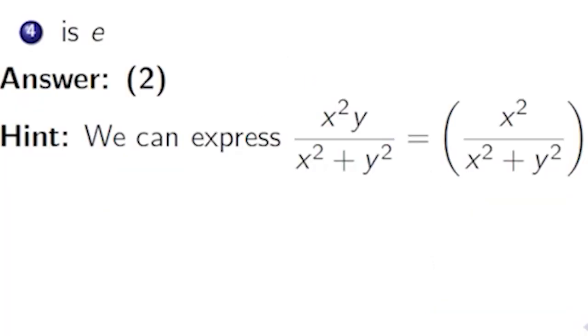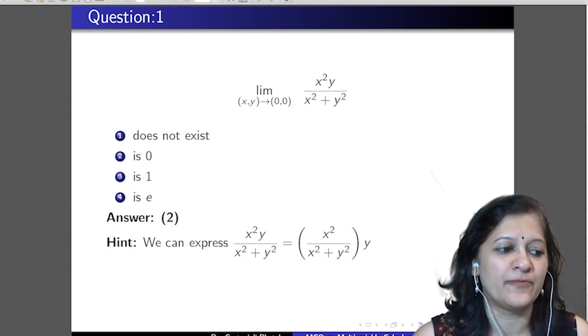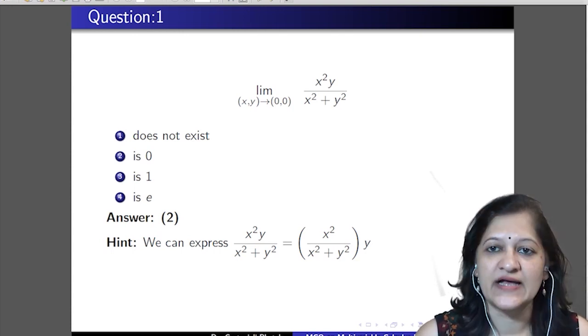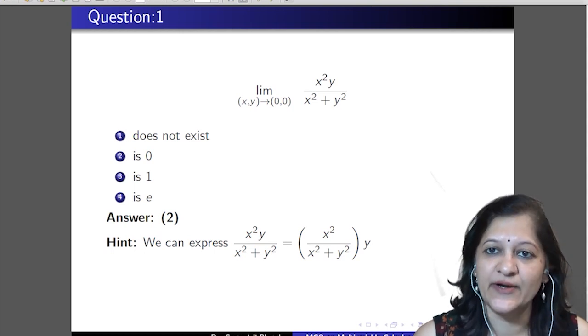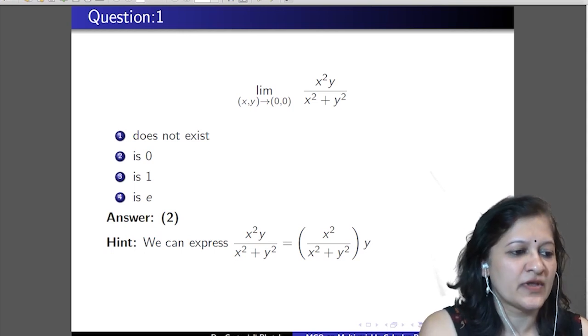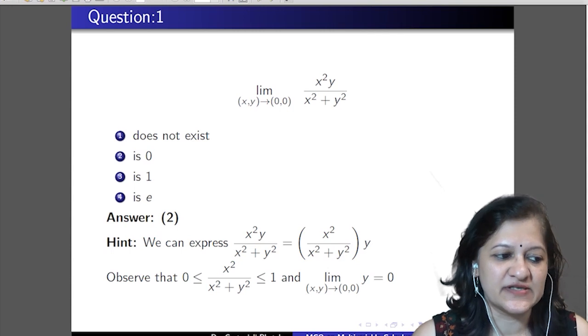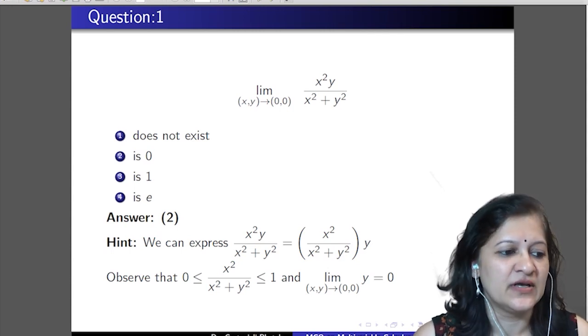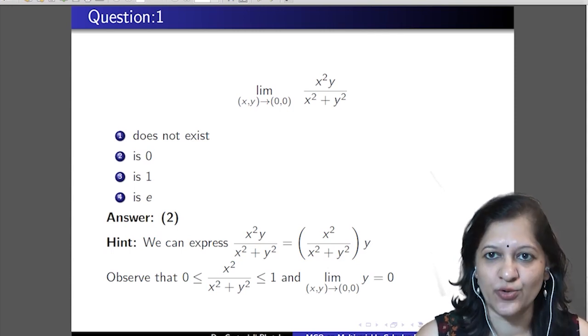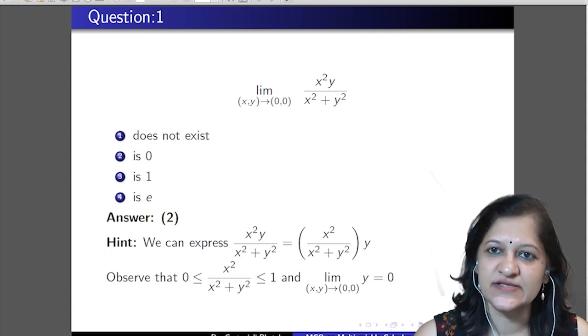We can express the given function x square y upon x square plus y square as a product of two functions. One function is bounded and the limit of the other is 0. x square upon x square plus y square is a bounded function and the limit of y is 0. So the limit of the product is 0.